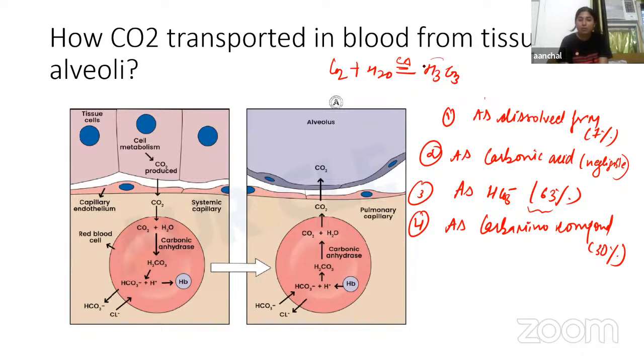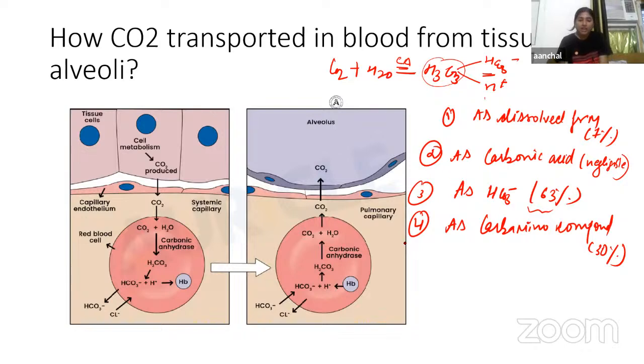Okay. Now, this carbonic acid is a very unstable compound, and it can dissociate immediately into bicarbonate and hydrogen ion. Right? So the concentration of this bicarbonate ion in the cell increases more and more, and due to the high concentration, the bicarbonate ion diffuses through the cell membrane into plasma.